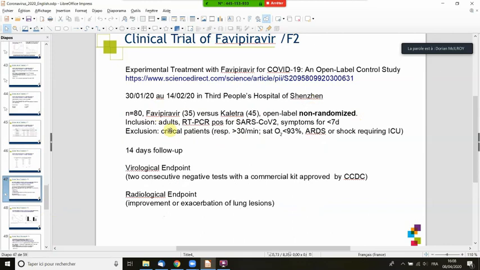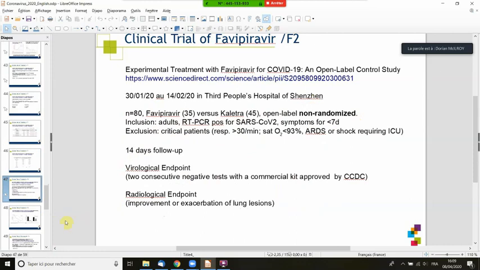So what's the inclusion? Adults with confirmed SARS coronavirus 2, symptoms for less than 7 days, and they don't have the critical patients. So mostly these are patients with mild infection. 14 days follow-up, checking whether they get two consecutive negative tests with the same standardized commercial kit which was approved by the Chinese Center for Disease Control. This is going to be important. In order to have a valid comparison, you have to use the same test to measure whatever it is you're going to use for your endpoint. And the second one was a radiological endpoint, whether people's lung lesions got better or not.